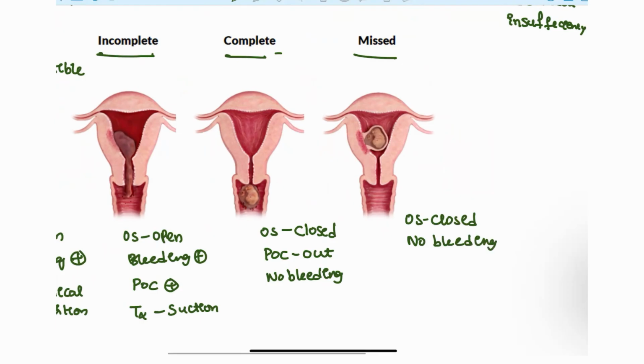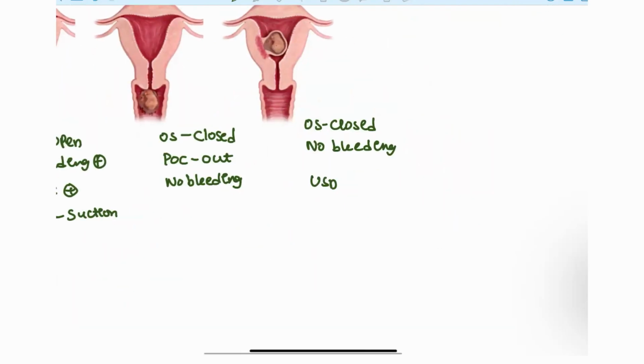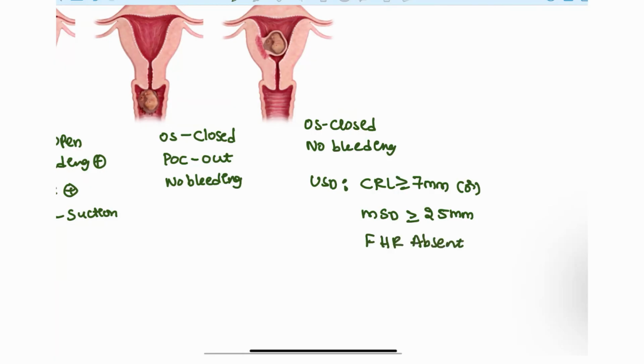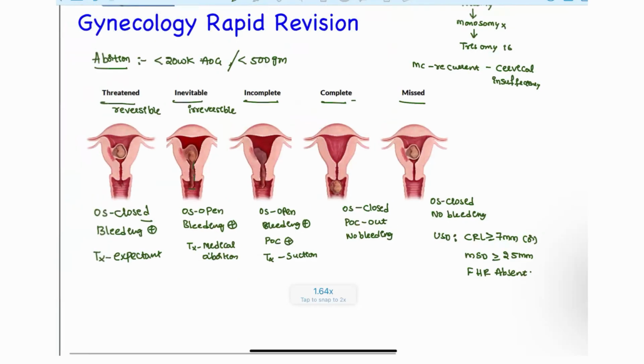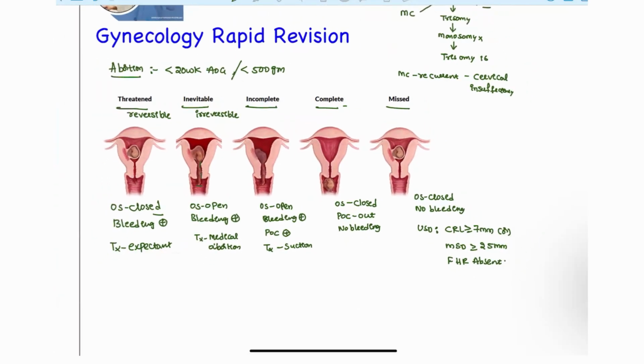By the criteria of ultrasound, you have to understand the findings of missed abortion. What are the findings for this? For example, if you see the CRL more than 7 mm, or if you see the MSD of more than or equal to 25 mm, and the fetal heart rate is absent, then we can consider this as a missed abortion in the early or first trimester pregnancy, right? This is the treatment protocol that we are going to follow.